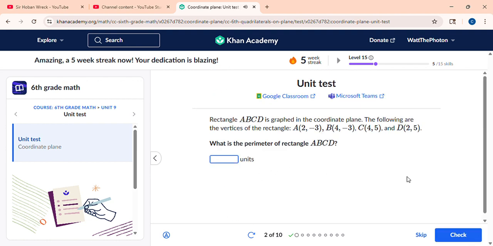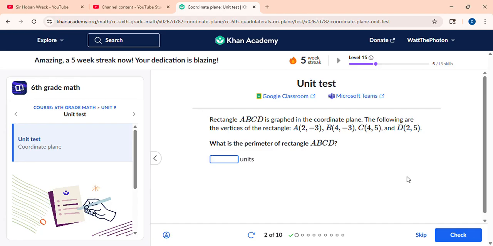ABCD is graphed in the coordinate plane. The vertices of the rectangle are 2, 3, 4, 3, 4, 5, and 2, 5. What's the perimeter? Okay, so if we graph this, we have 2, 3, and 4, 3. That's a difference of 2, a delta of 2. And then the other side is 4, 3, 4, 5. That's a delta of 2.